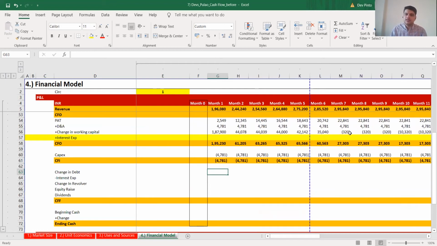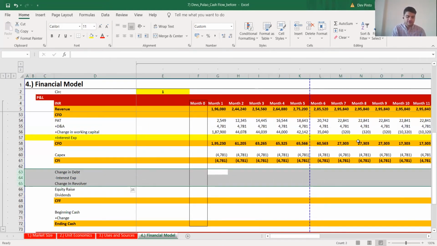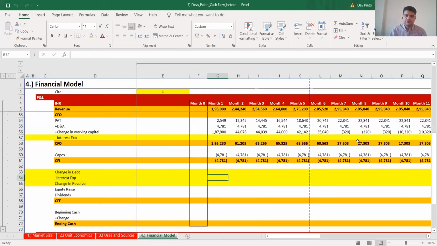Now, let's move to CFF, right? So cash flow from financing, which shows us the net money that's being used to fund the company through equity and debt. So we will cover change in debt, interest expense, and change in revolver in the debt schedule, which is the next video. For now, let's go to the other two items, equity raise.